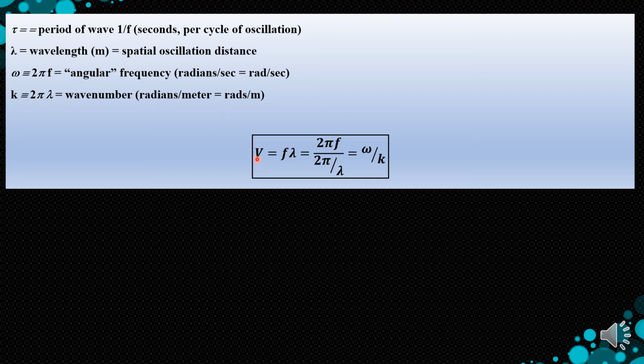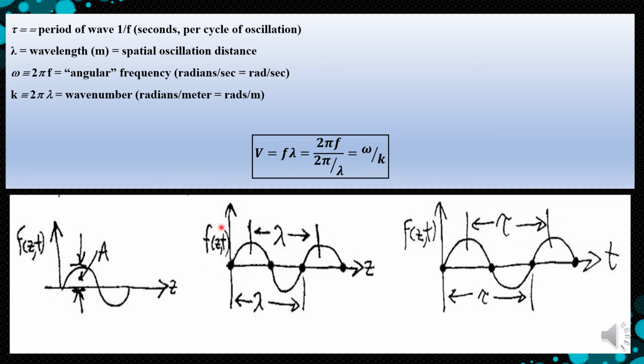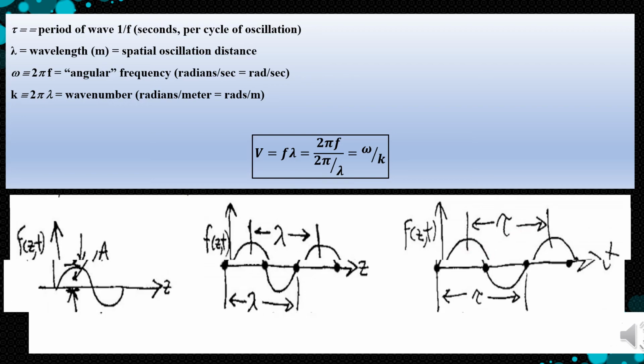As we know that v is equal to f lambda, we can write this as 2 pi f over 2 pi over lambda. So by putting the values, we get v is equal to omega over k. Here a is called the amplitude, and lambda is called the wavelength between two crests or two troughs, and the time taken to complete one vibration is called the time period.